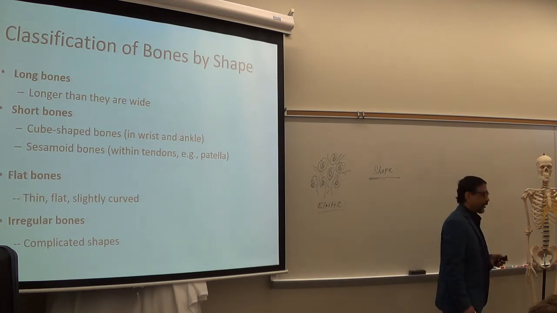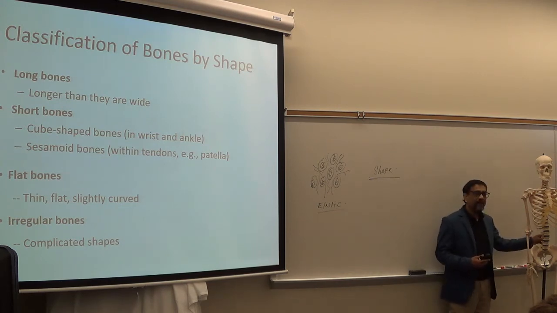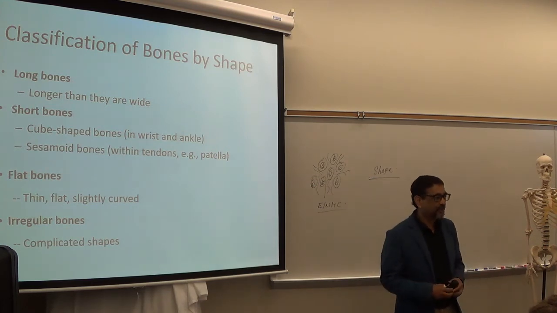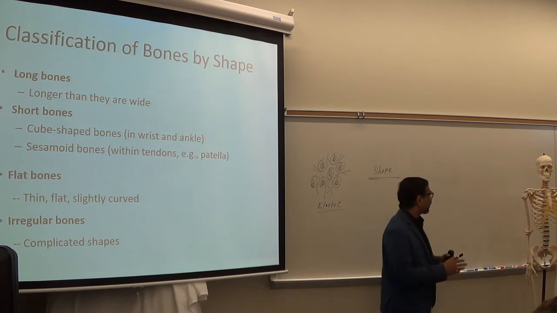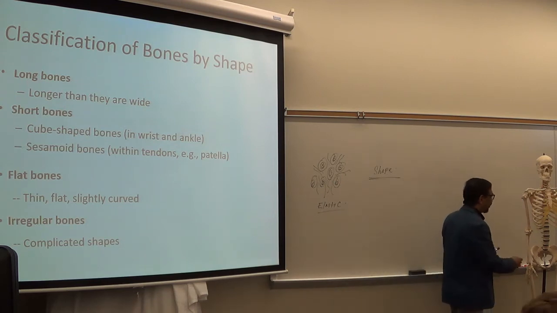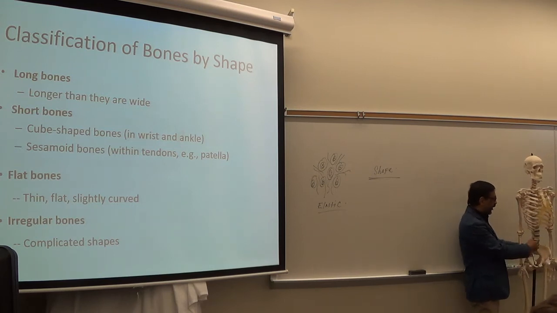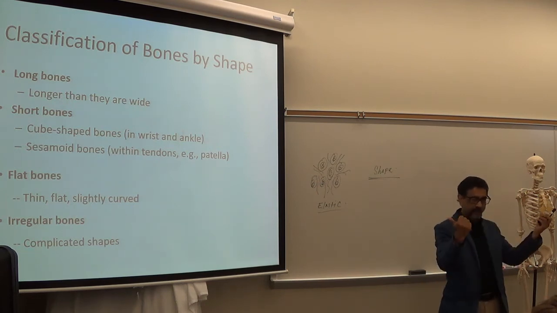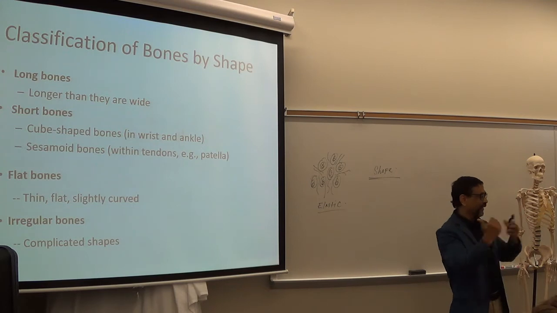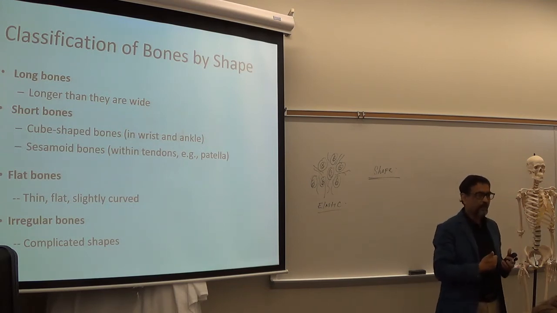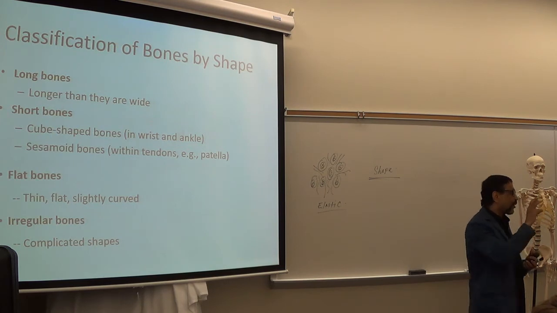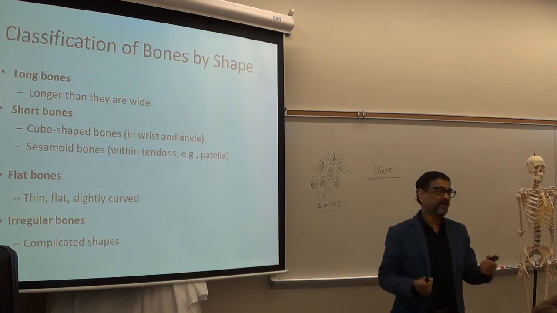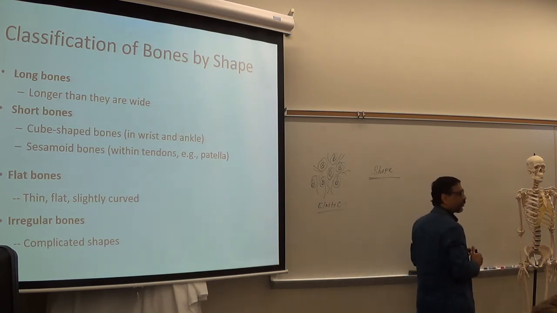Then, irregular bones don't have any particular shape. They are not long, not short, not flat. For example, vertebrae. You all know that a vertebra has a body and how many processes? Seven processes, right? Spinous process, transverse processes, superior and inferior articular processes. They go in different directions, and that makes the bone irregular. So the vertebra is a good example of an irregular bone.